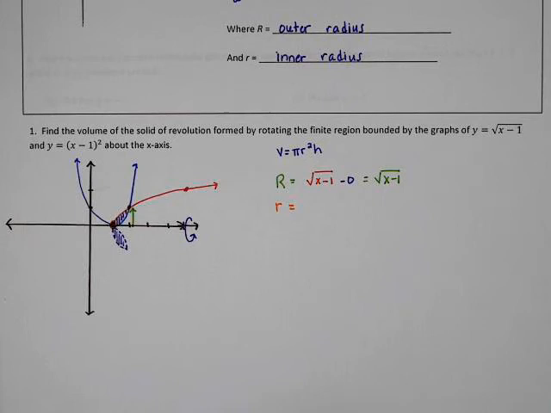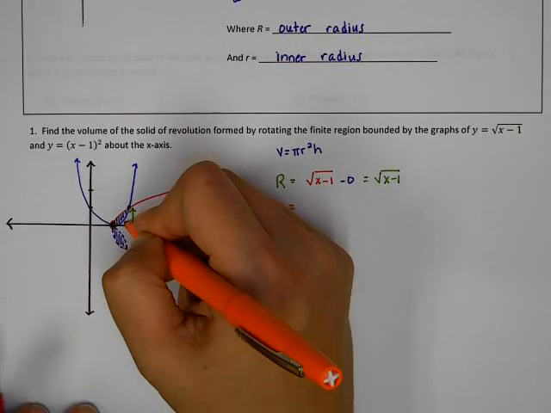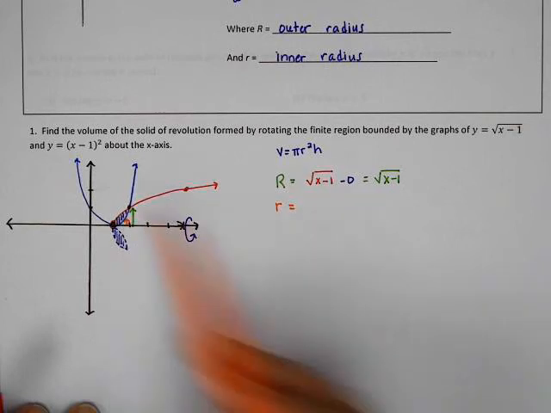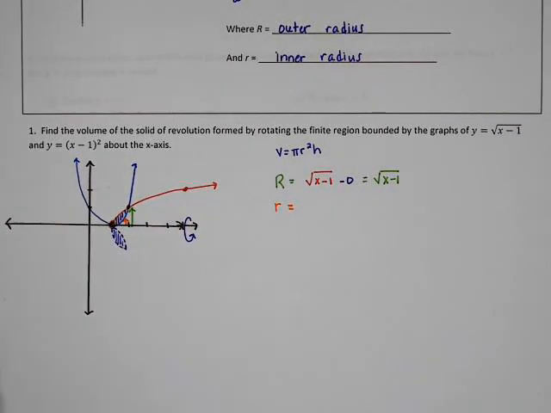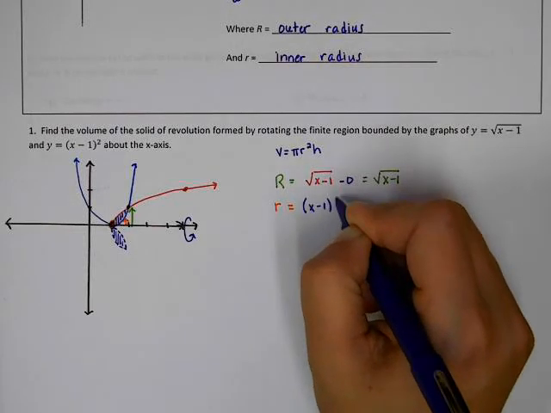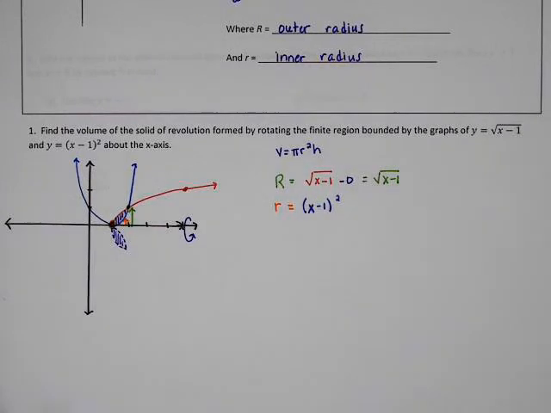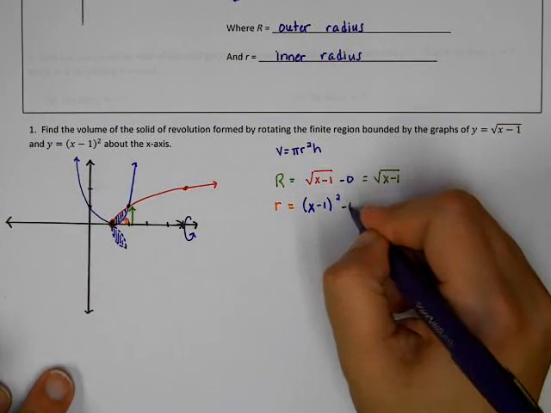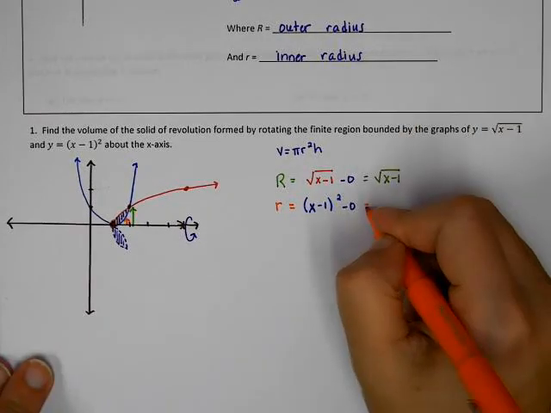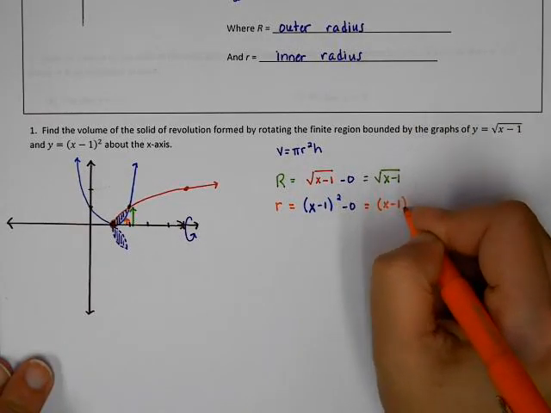Now little r in this case would go from the axis to just the inner edge of that function, which is the blue function that we graphed. In this case, that would be top minus bottom, and I would have x minus 1 squared minus 0, our axis. So my little r would end up just being x minus 1 squared.